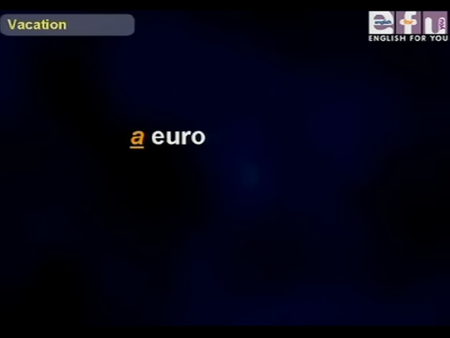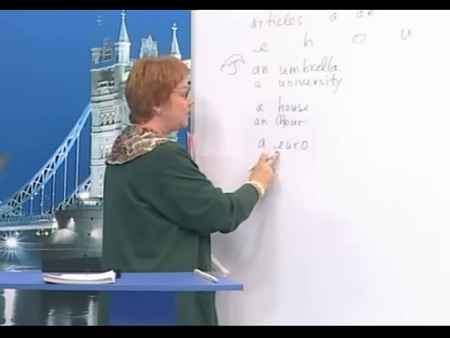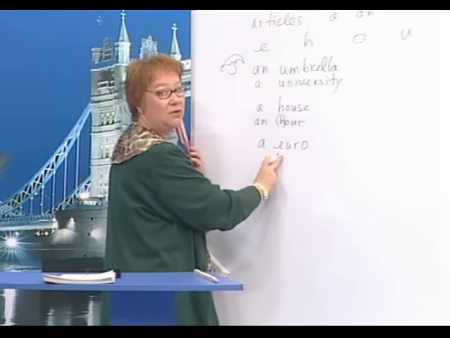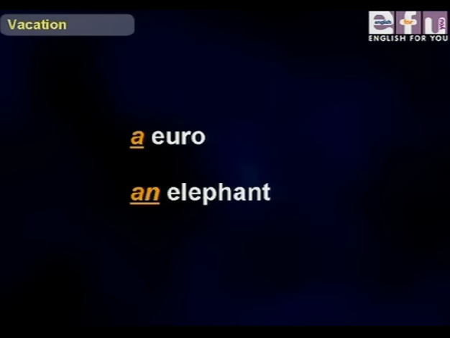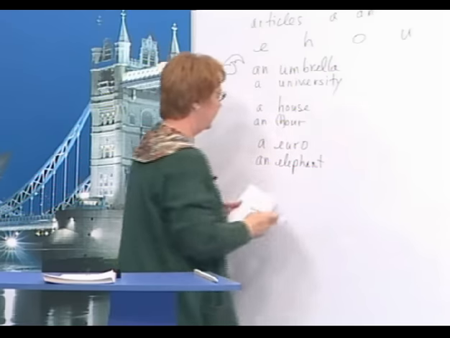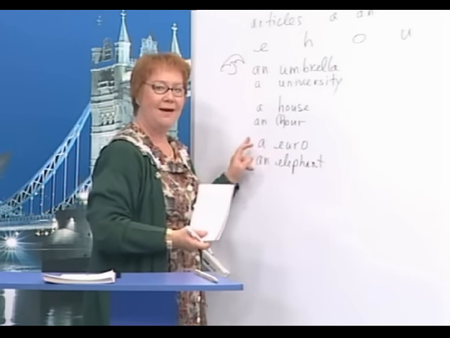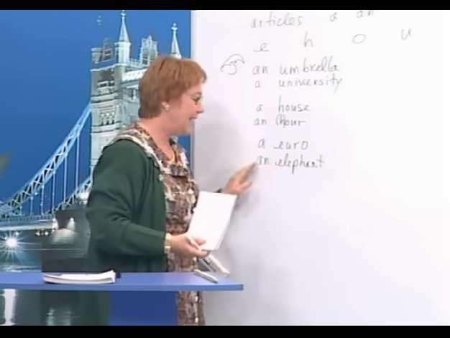Okay, here's another couple of examples. A euro. This is how we say it in English. A euro. And we can say an elephant. This one is normal. An elephant. A euro, an elephant.